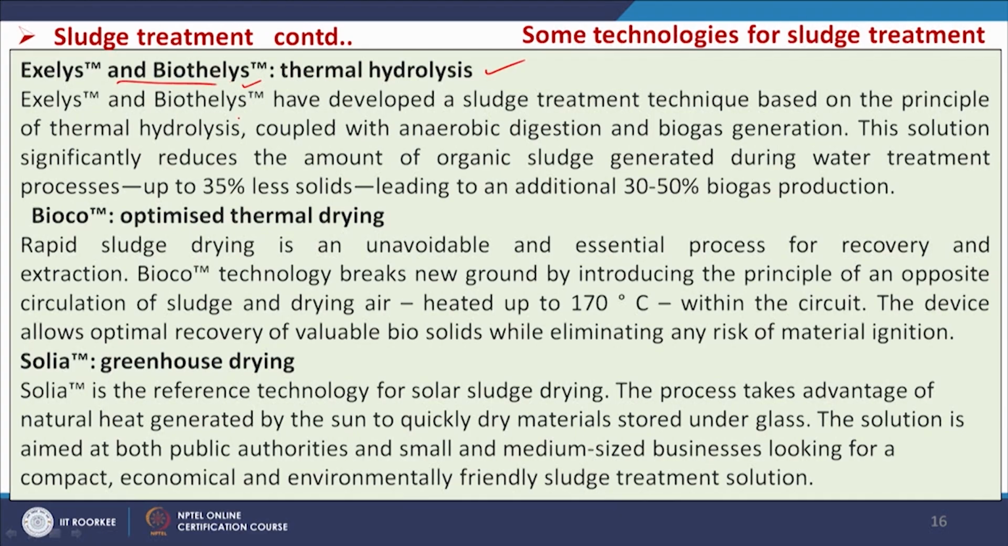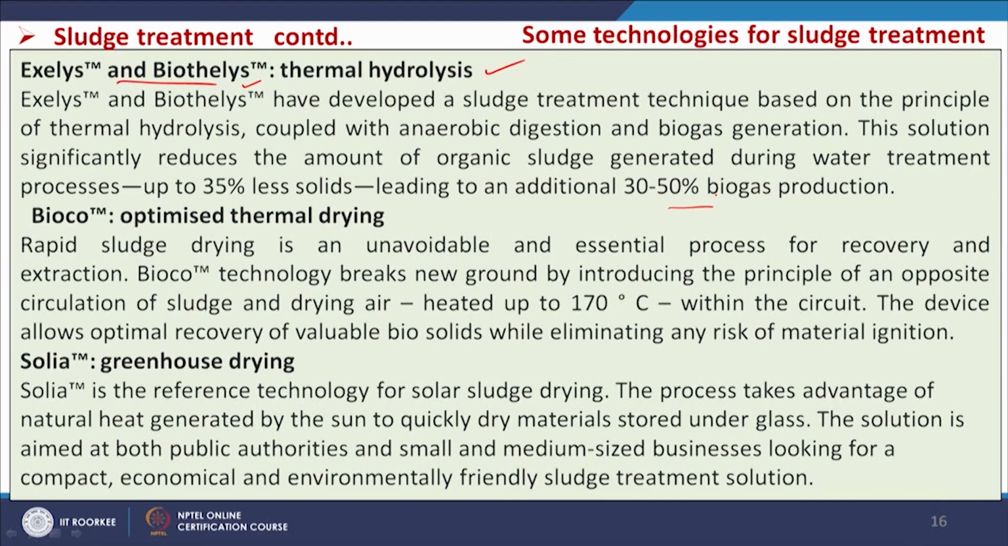XLS and Biothelys TM have developed a sludge treatment technique based on the principle of thermal hydrolysis coupled with anaerobic digestion and biogas generation. This solution significantly reduces the amount of organic sludge generated during the water treatment process, up to 35% less solids, leading to an additional 30 to 50% biogas production. We have already discussed that in that case biogas production increases.